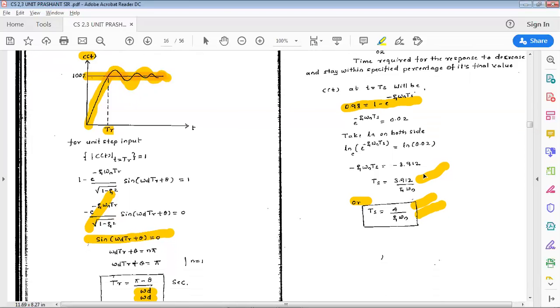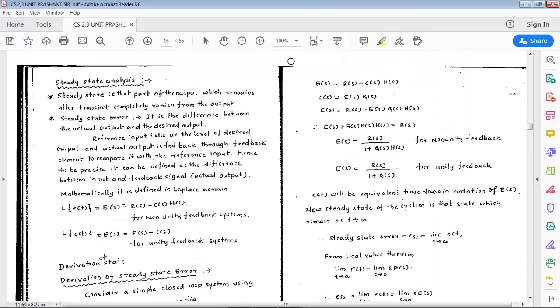The next concept will be steady state analysis in the time domain specifications of a second order system. After that, you need to study how exactly the system behaves in the steady state analysis. This is very important. Steady state is that part of the output which remains after the transient completely vanishes from the output. Steady state error means the difference between the actual output and the desired output, that is, how exactly the output differs from the desired output.